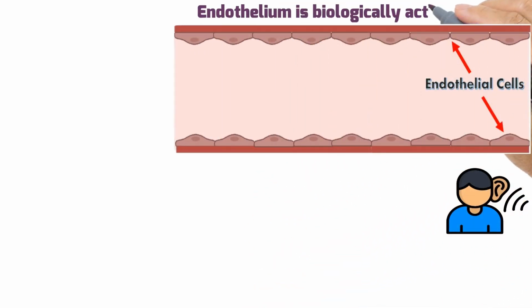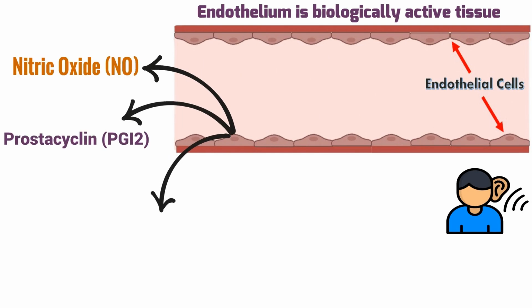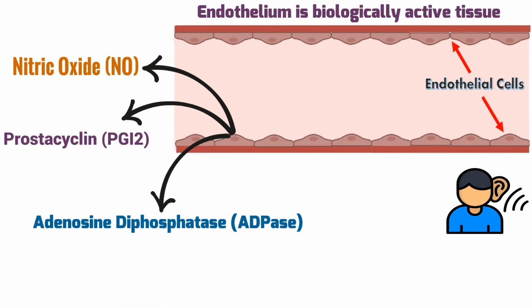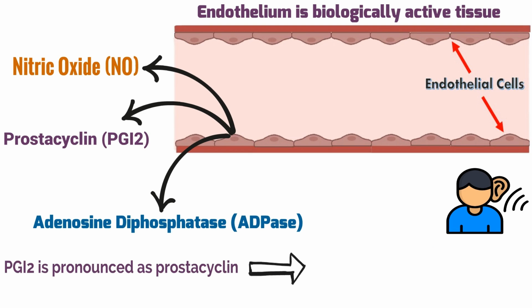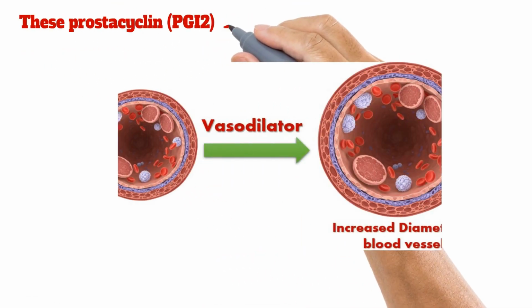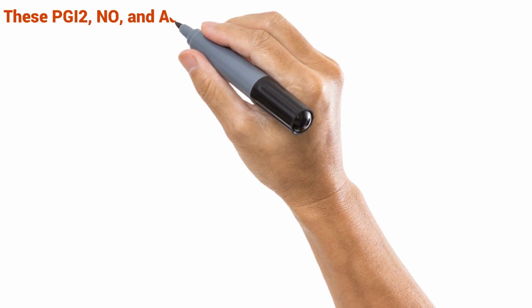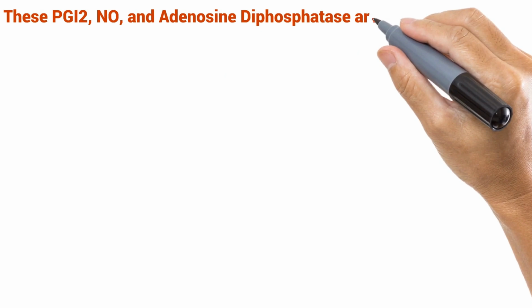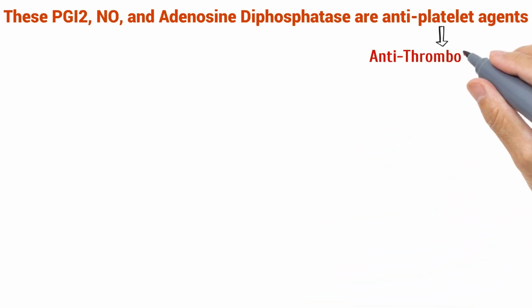Now, listen very carefully. Endothelium is a biologically active tissue. It releases some substances such as nitric oxide, prostacyclin and adenosine diphosphatase. PGI2 is pronounced as prostacyclin, which is a type of prostaglandin. This prostacyclin and nitric oxide are vasodilators. This prostacyclin, nitric oxide and adenosine diphosphatase are anti-platelet agents, also known as anti-thrombotic agents.